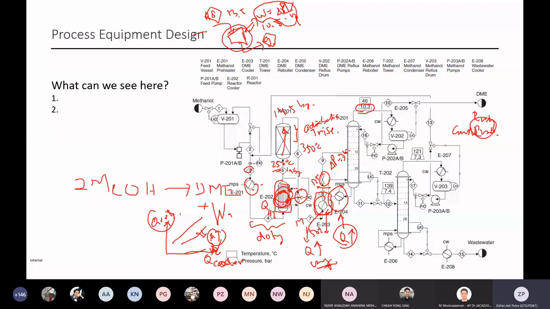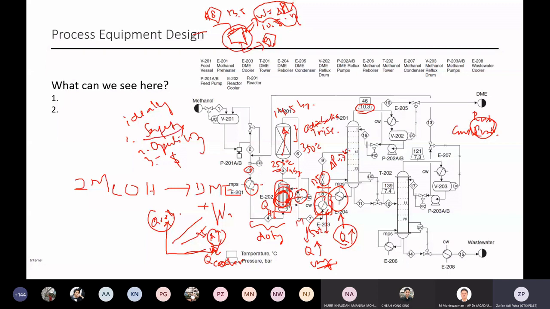Something that you have to check, and then it's good for you to practice and to consider many options during your design, because the goal of this design is to maximize your... the goal of design is, number one, ideally it's about safety, number two it's operability, and number three is about money. This is the ideality.